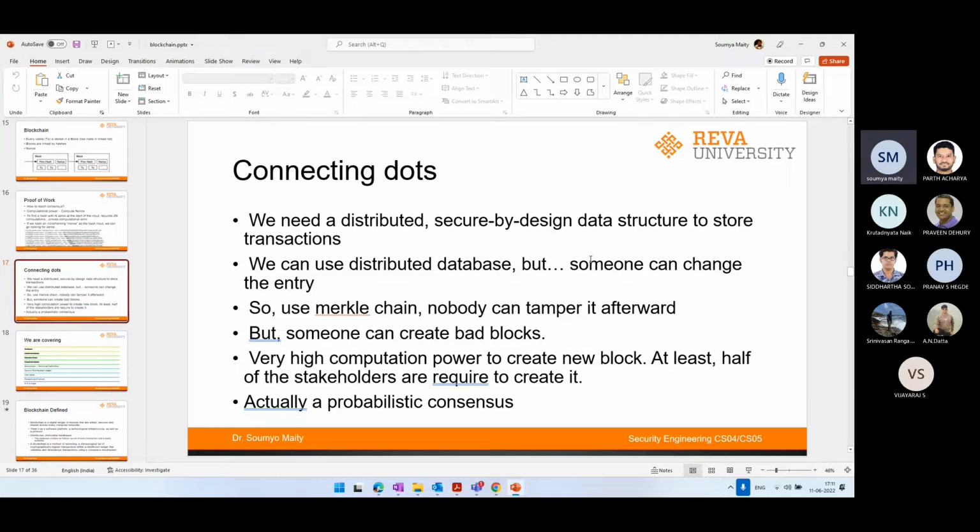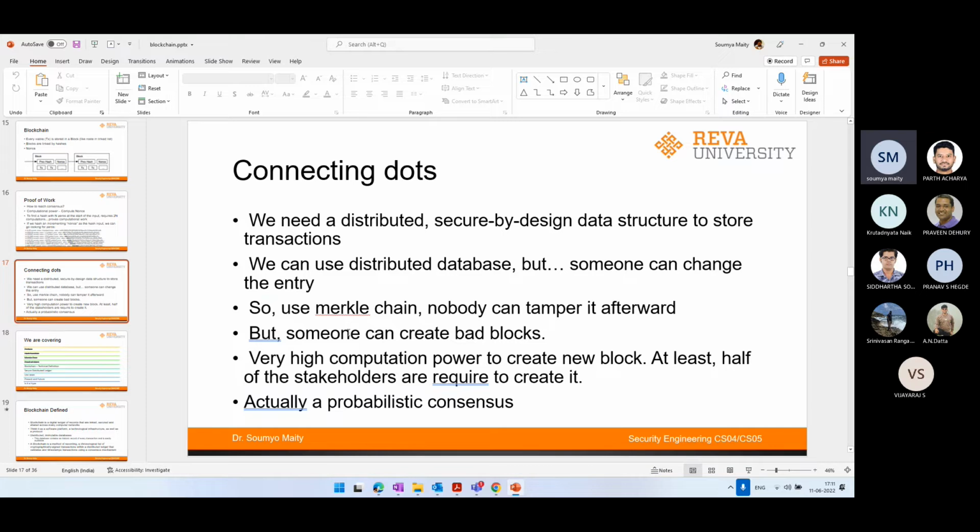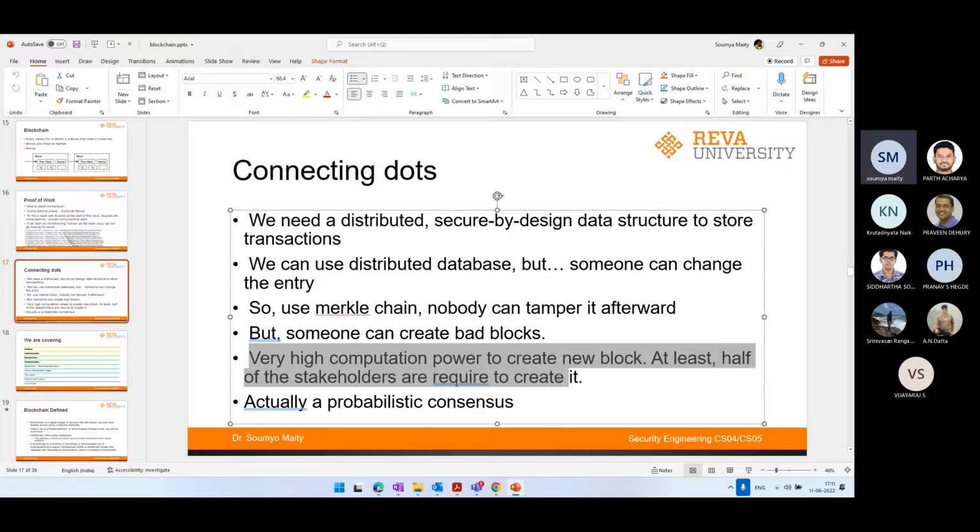That is my personal view, but just try to understand the technology behind that, how it works. Someone can create bad blocks, but that will not be validated because every block needs to be validated by at least 6 persons in the blockchain network. Very high computational power, we know.